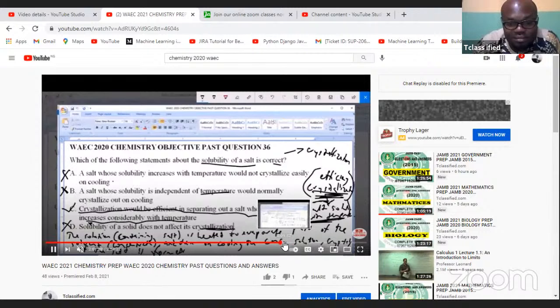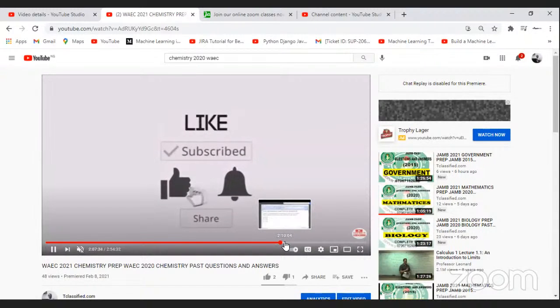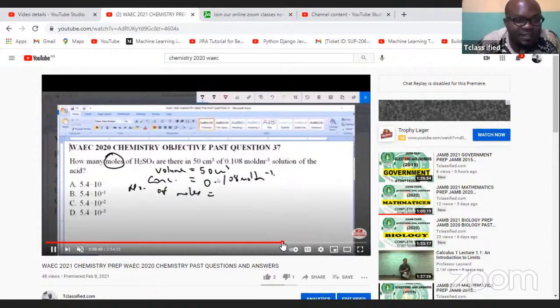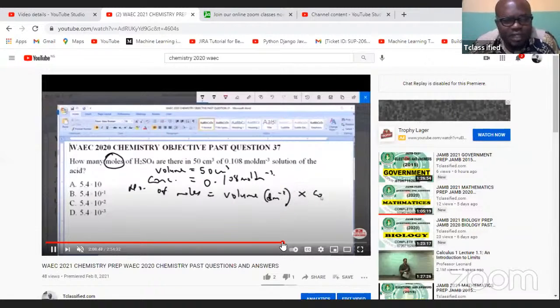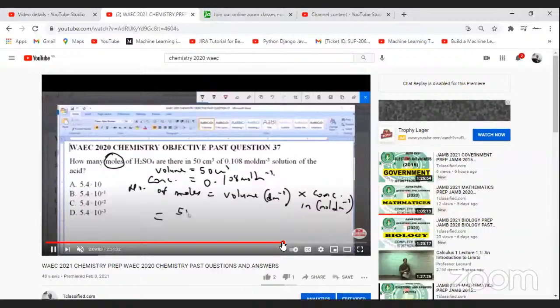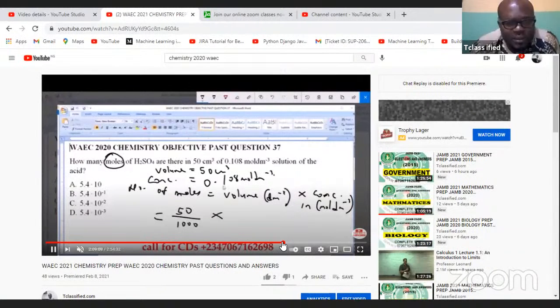Then we can go to the next number. The next number is 38. How many moles of H2SO4 are there in 50 cm cube of 0.1 dm cube solution of the acid? This one I chose D. B? D. Yes. Because I used the same formula, concentration is equal to moles over volume.